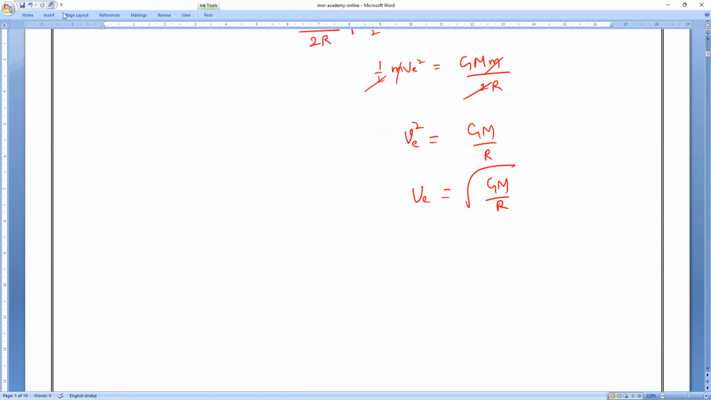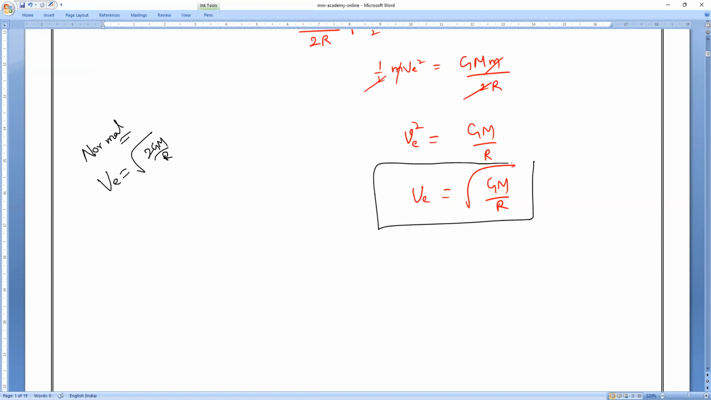Please respond, everyone. Now, if you have noticed this, at the normal condition, what is the escape velocity? Anybody can tell? The escape velocity is equal to root over 2GM divided by r. Am I right, guys? So now, here we got root over GM by r. Something is missing. What is that? Root 2 is missing.